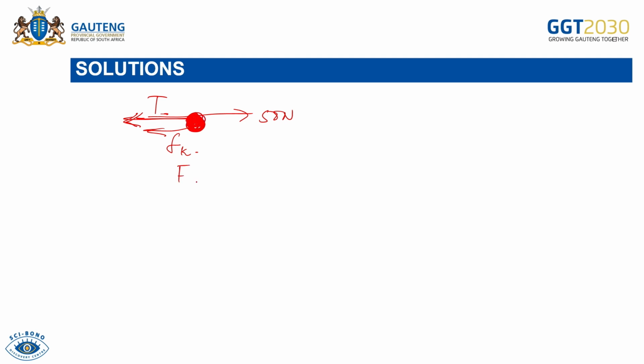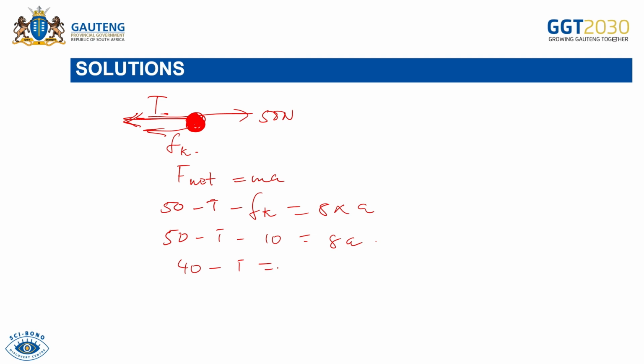So F net equals ma. F net is 50 minus T minus Fk equals 8 times a. Which is 50 minus T minus Fk, which they said is 10, equals 8a. Which is going to be 40 minus T equals 8a. That is equation 1.